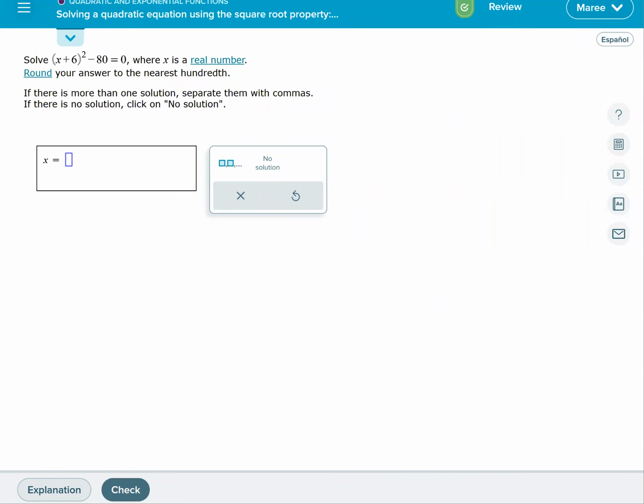This topic is called solving a quadratic equation using the square root property. We want decimal answers, and it's a little bit more advanced. So for this problem, we want to have what is squared all by itself. And in this case, we have x plus 6 squared, and we want that by itself. So we're going to add 80 to both sides.